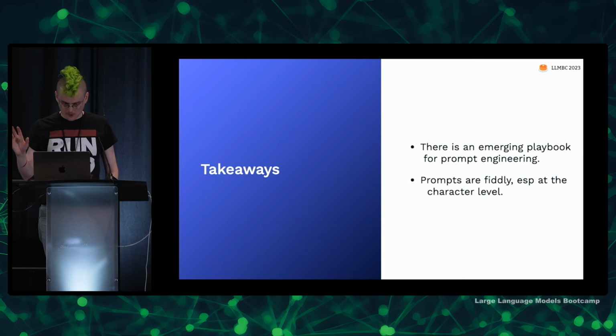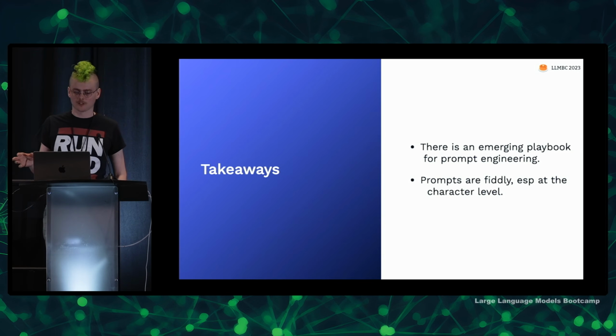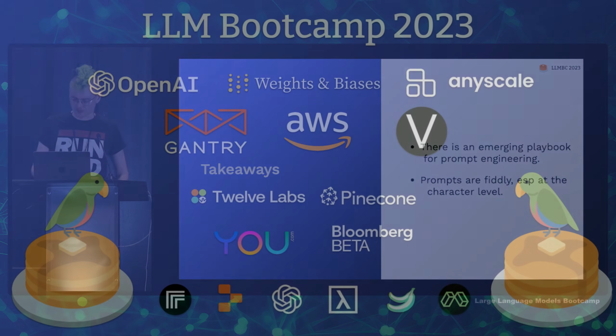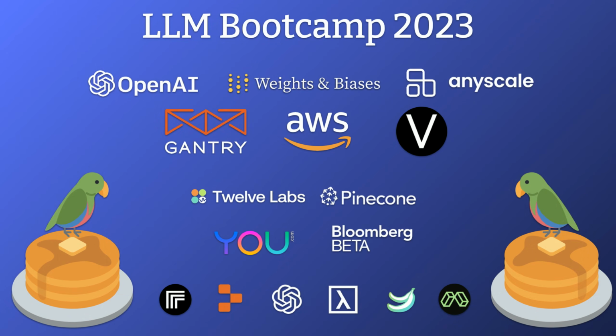So yeah, core takeaway there. There's a playbook for prompt engineering. It is kind of just a bag of tricks, and there's not some hardcore math to point to that explains why this is the way to go. And watch out for the fiddliness of prompts, especially at the character level.